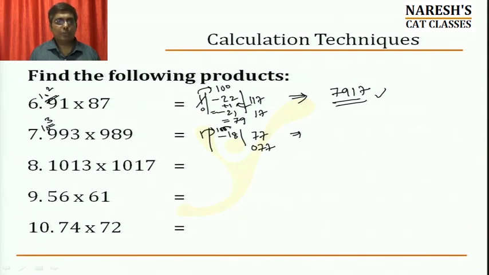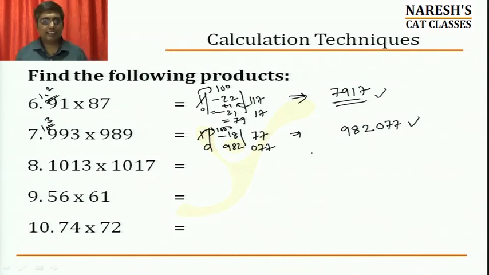1 will become this time 1000. Why will it become 1000? Because base is 10 cube. Automatically 1000 minus 18 will be 982. 1 will become 0, doesn't matter. Hence the right answer for this is 982, 3 digits in the second term, 3 digits in the third term, 077. So please, this is how you do.